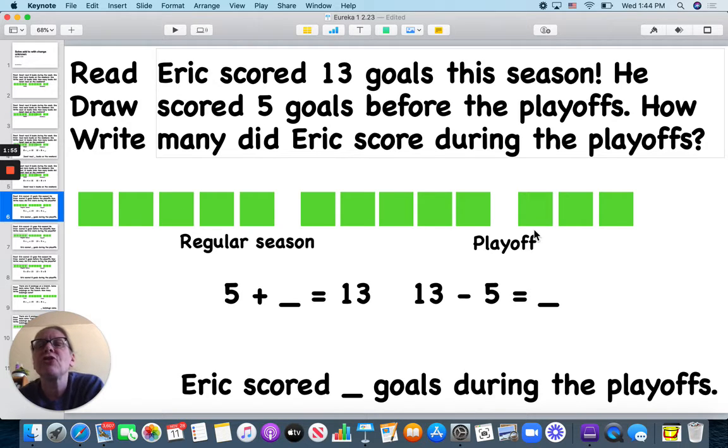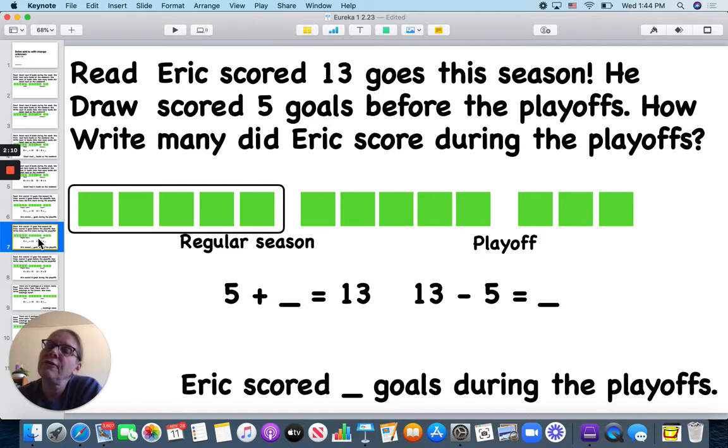So here is 13 squares, and it's labeled regular season and playoff. Remember, he scored 5 goals before the playoffs. That would be the regular season. So I circle 5. My leftover will be my answer.